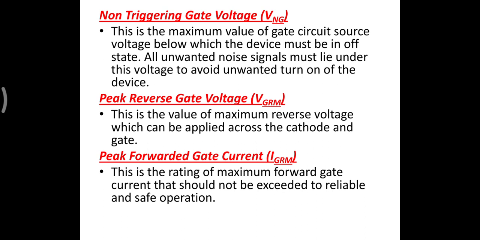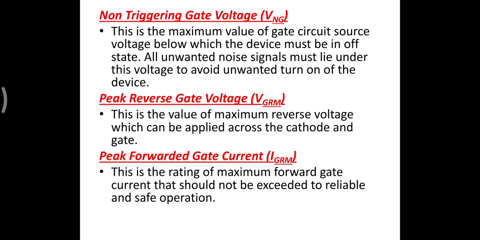Next, peak reverse gate voltage. This is the value of the maximum reverse voltage which can be applied across the cathode and gate. Peak reverse gate voltage means how much reverse voltage can be applied across the SCR. If you apply beyond this, the SCR may get damaged. This is called peak reverse gate voltage.